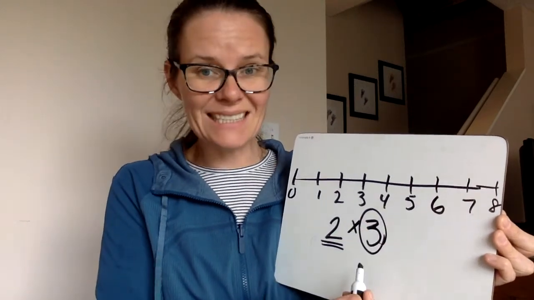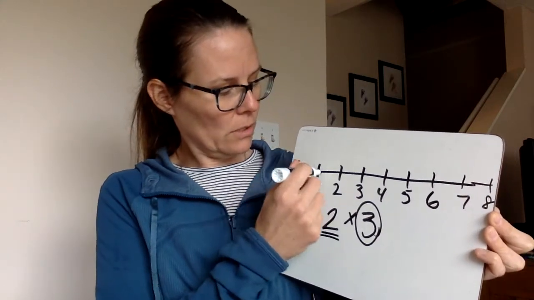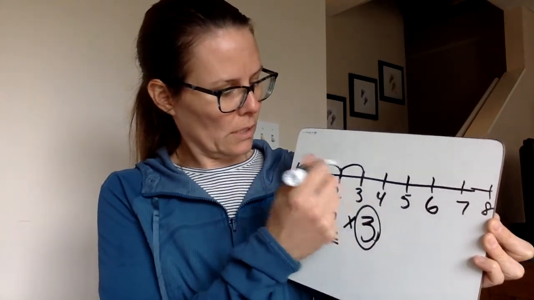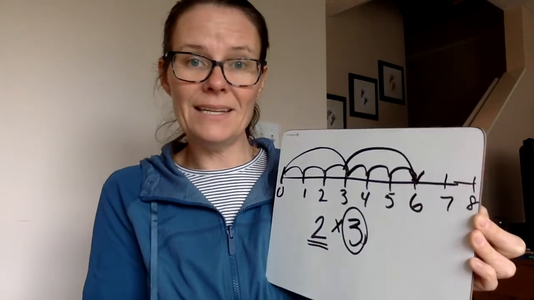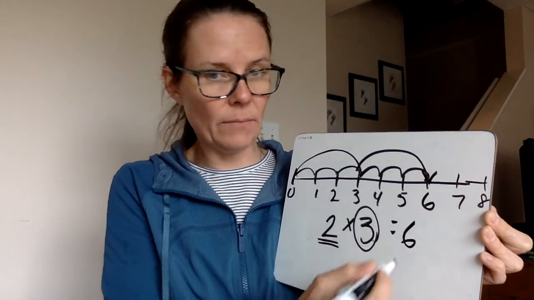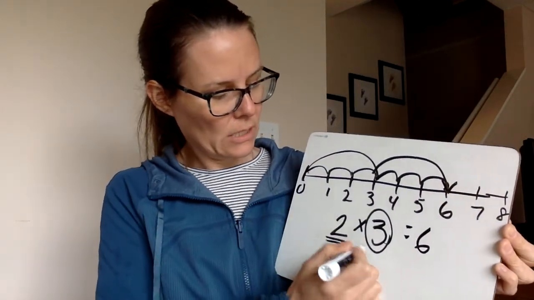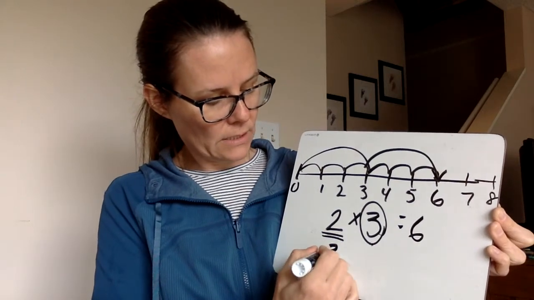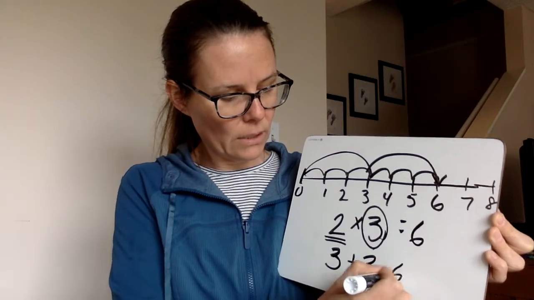This is telling me I can skip count by a group of 3. So here I go, 1, 2, 3. That's 1 jump. And then I go 1, 2, 3. And that's 2 jumps. So I know I need to buy 6 freezies to make everybody happy. I can also write it this way. I can say 2 of you are going to get 3 freezies. I have to buy 3 freezies for one of you and 3 freezies for the other one, and that's going to give me 6 altogether.